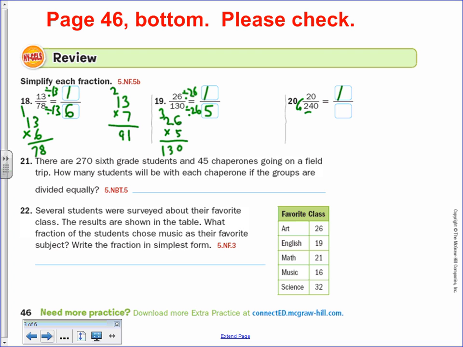22 goes into 24 12 times. 2 times 12 is 24. So 20 times 12 is 240.